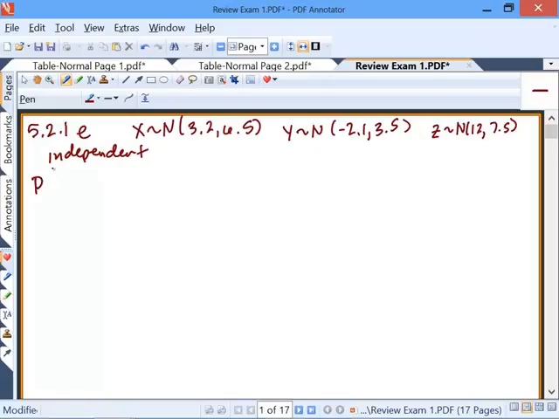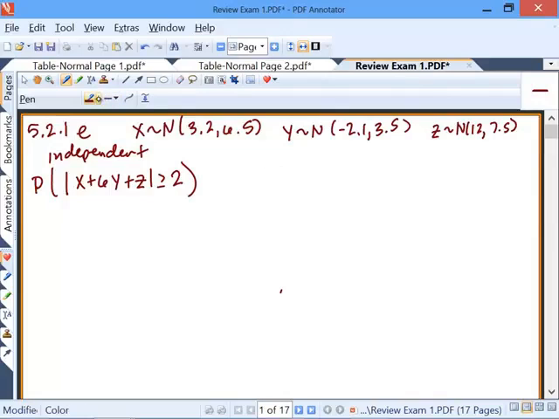For part E, we're supposed to find the probability that the absolute value of X plus 6Y plus Z is greater than or equal to 2. Now again, I told you that when you look at the solutions manual, it makes this look really complicated. Okay? But we're not going to make it complicated.